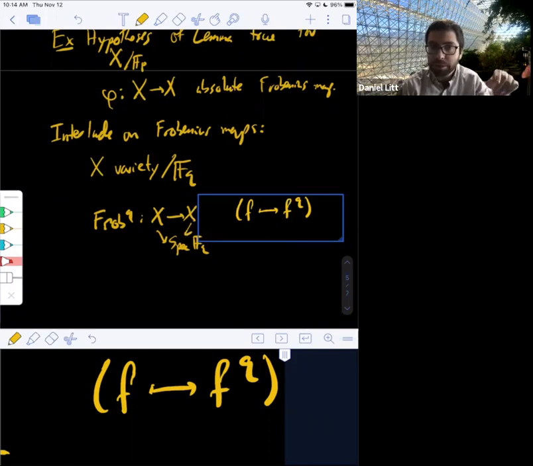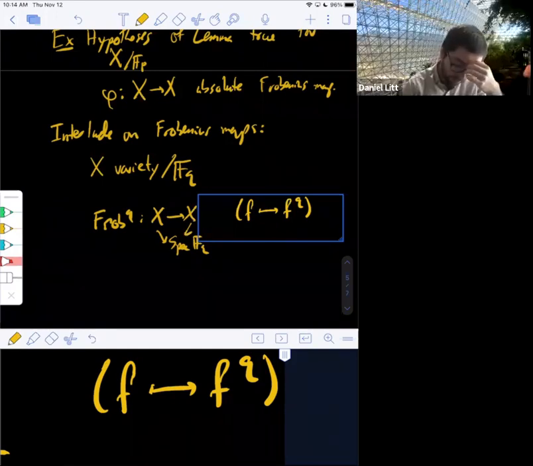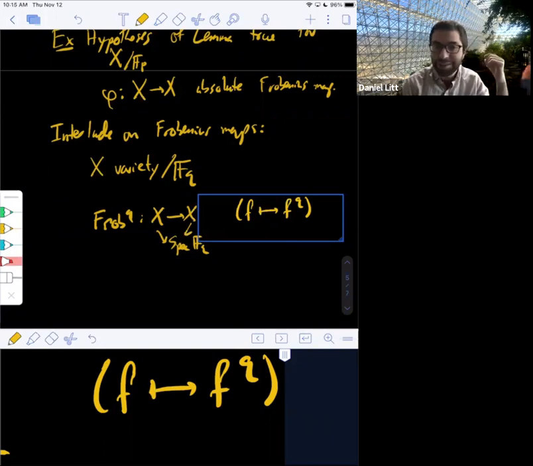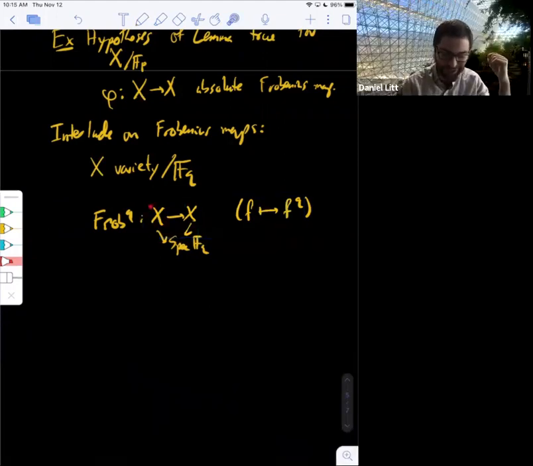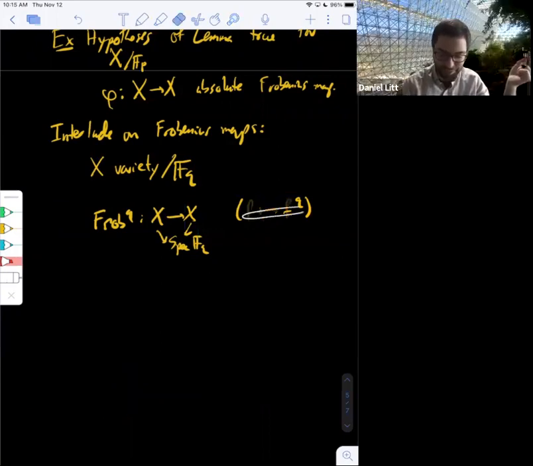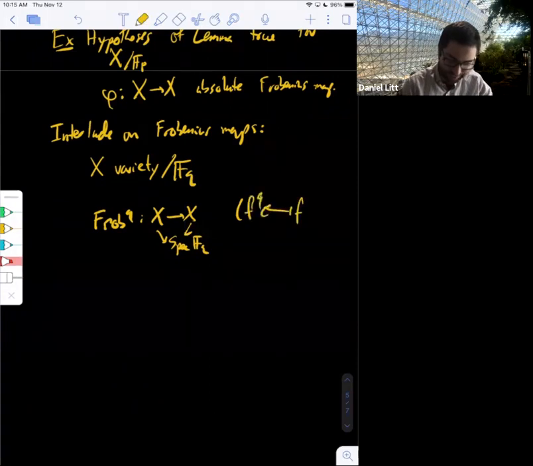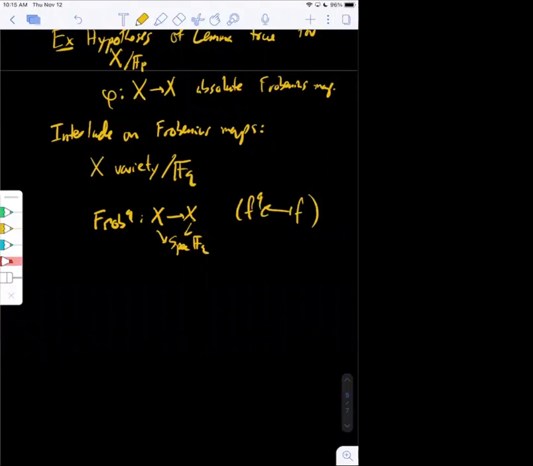Sorry, was there a question about this map? Is that map supposed to go in the other direction? I'm sorry? That f maps to f to the q? It goes from left to right. How could it go the other direction? Are they not functions? Yeah, f here is a function on this X, and it goes to a function on this X. Oh, I see. You wanted me to write it this way. Sorry. I can write it the other way if you want. So f goes to f to the q if you'd like. Yeah, okay, that's fine.